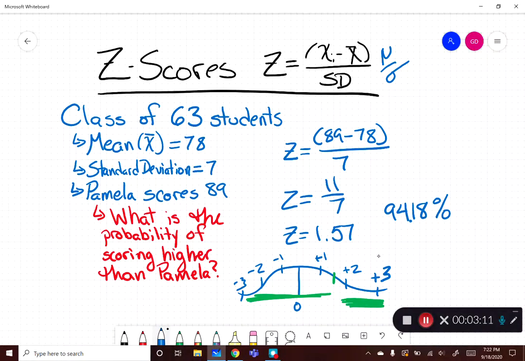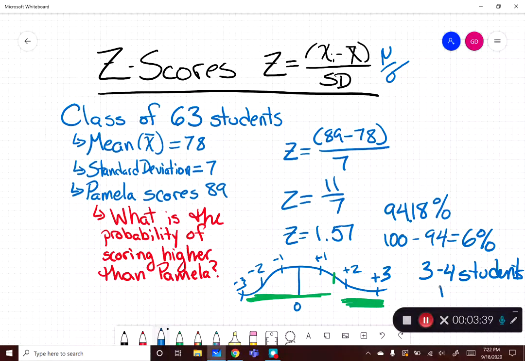That means if you took 100 and then subtracted the 94, the probability of scoring higher than Pamela on this exam was about 6%. And if we look at the class size, so we know there's 6%, and we can take 6% of 63, and we multiply that, and we know that it's about 3 to 4 students likely scored higher than Pamela.